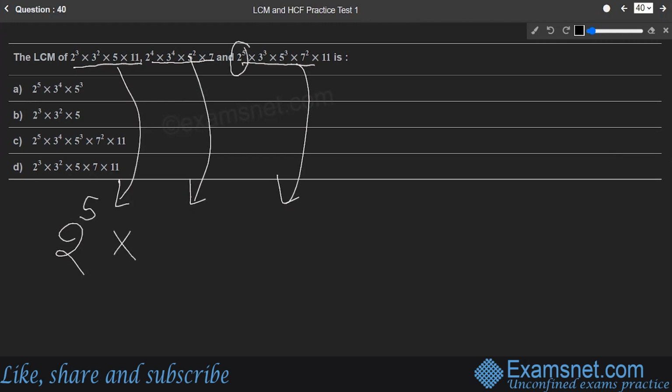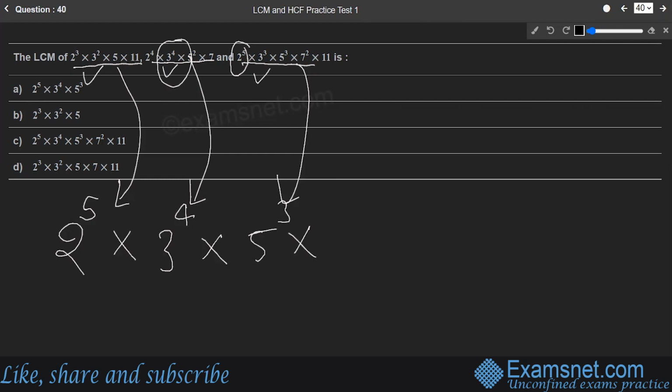Now we'll move to the next prime factor, which is 3. What is the highest power of 3 available in all three? The first has 3 square, another has 3 to the power 4, and the next one has 3 to the power 3. So the highest power clearly is 3 to the power 4. So we'll take 3 to the power 4 into the next prime factor, which is 5. The powers of 5 are 1, 2, 3. So 5's highest power is 3. So 5 to the power 3 will be taken up into.